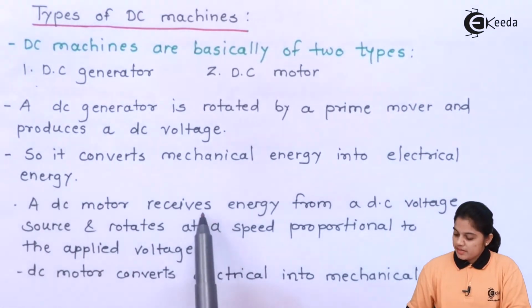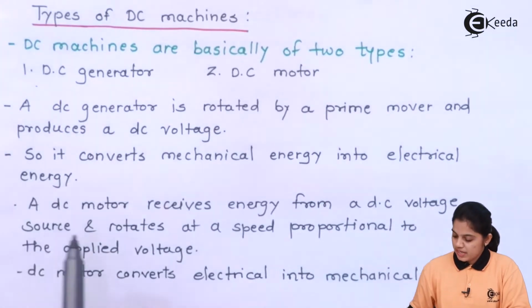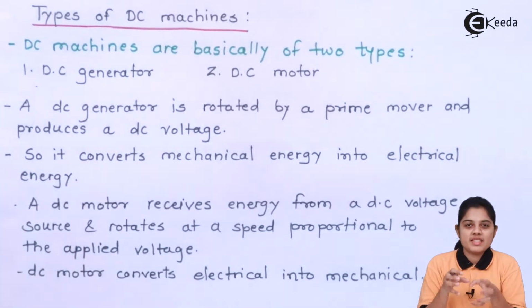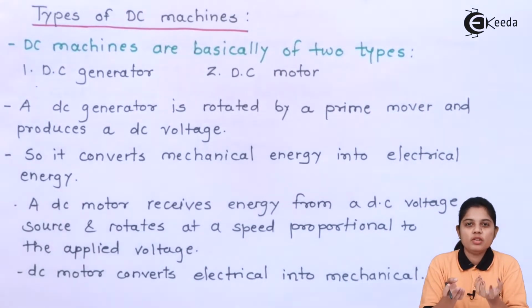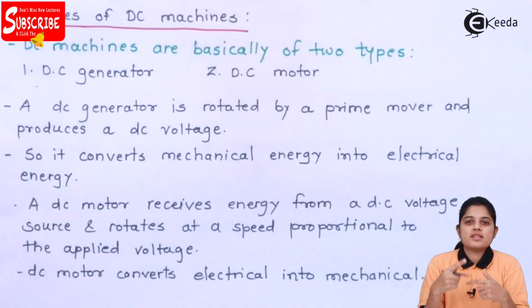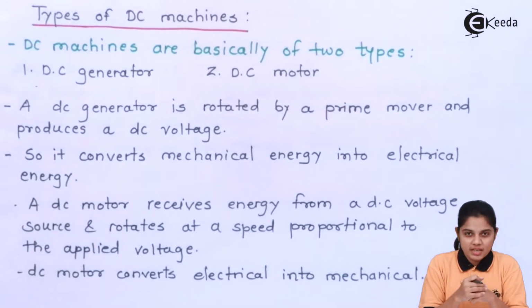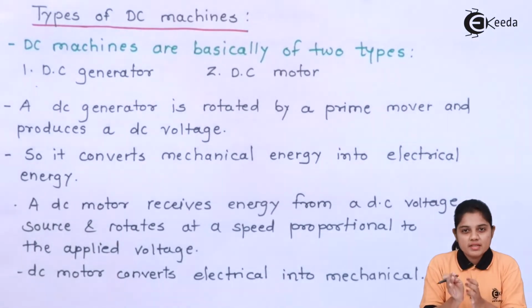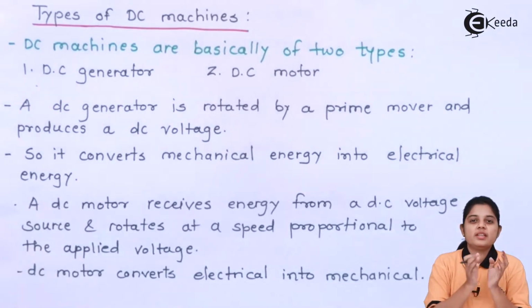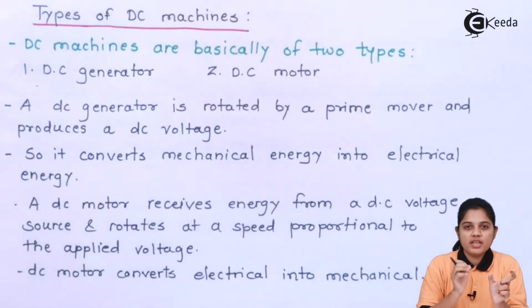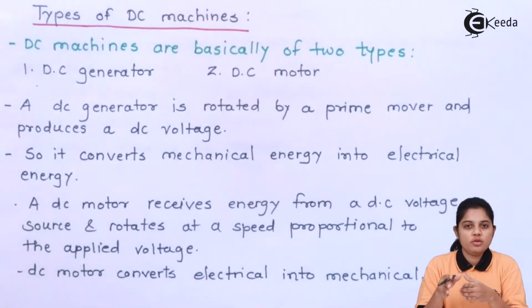A DC motor receives energy from a DC voltage source and rotates at a speed proportional to the applied voltage. The DC motor receives the DC voltage either generated by the DC generator or from a supplied source, and depending on the voltage it receives, its speed will be controlled or generated at the shaft. That means the mechanism will be controlled using the voltage source or electrical source. So here the conversion takes place from electrical energy to mechanical energy. A DC motor will convert electrical energy into mechanical energy.